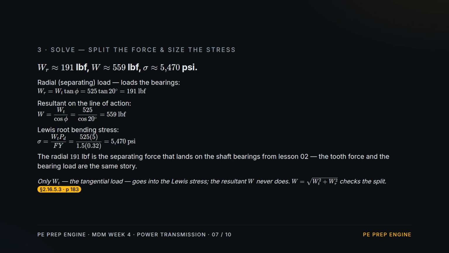Solve. Part 2. The radial load is the tangential times the tangent of the pressure angle, about 191, and that is the separating force that lands on the bearings from Lesson 2. The resultant on the line of action is the tangential over the cosine, about 559. And the Lewis stress uses only the tangential load, transmitted load times diametral pitch, over face width times form factor, about 5400. Note, the resultant never enters the stress.